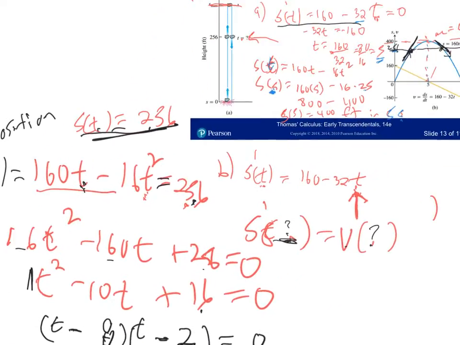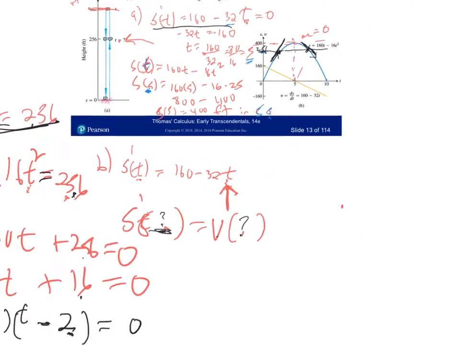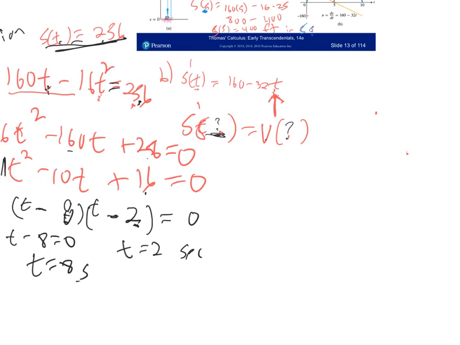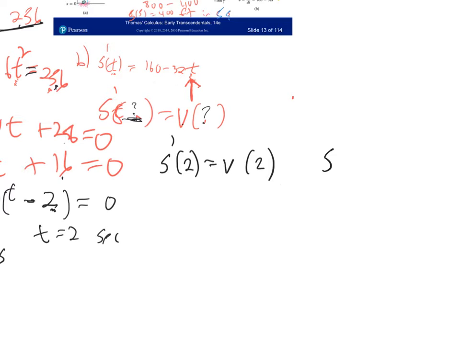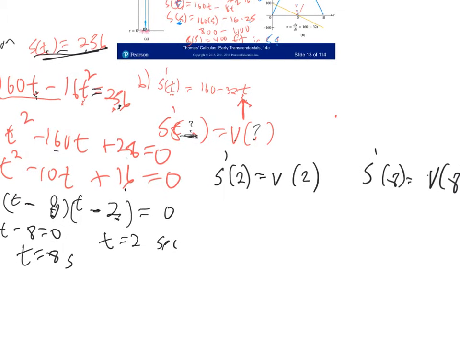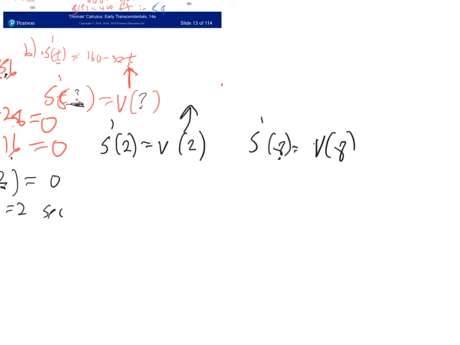So I can go up here and answer my question. Well, no, I can't answer the question. I literally need to now find out what s prime of 2 is, which is v of 2. And then I need to find out what s prime of 8 is, which is v of 8, because the first one is smaller. So this was when it was going up. And this is the larger time, so that must mean it was now coming down.